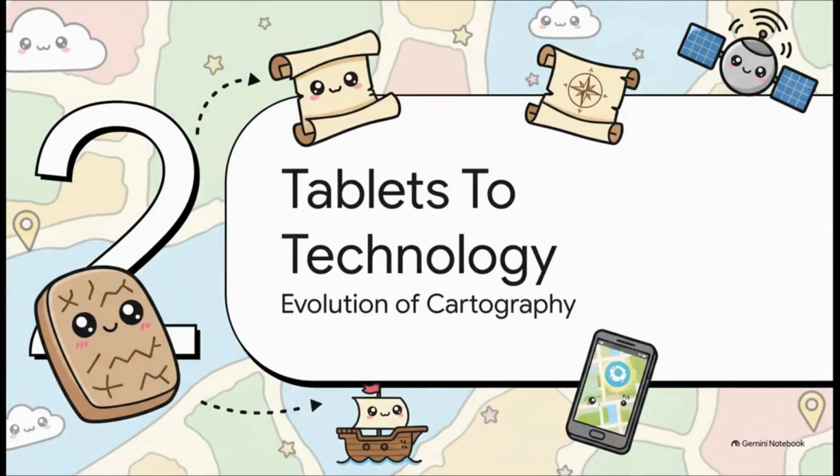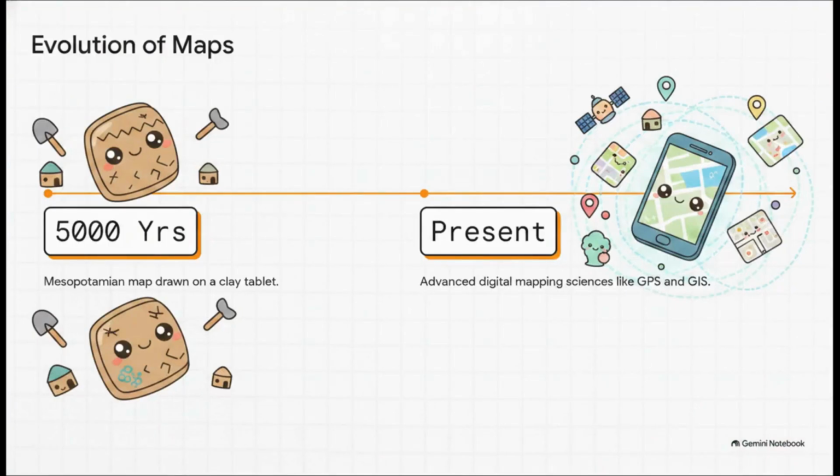Moving right along to Section 2, From Tablets to Technology. To really get this universal language, we have to look back at our natural human urge to map out where we live. Get this, around 5,000 years ago, someone in Mesopotamia drew a map on a clay tablet just to show their local neighborhood. That's widely considered the absolute oldest map we've ever found. Imagine having to scratch lines into wet mud just to give someone directions. Obviously, fast forward to today, and cartography has evolved from literal dirt into this highly advanced digital science.